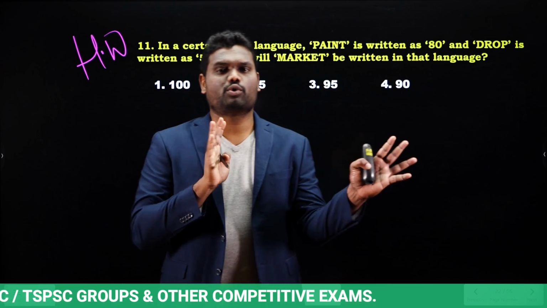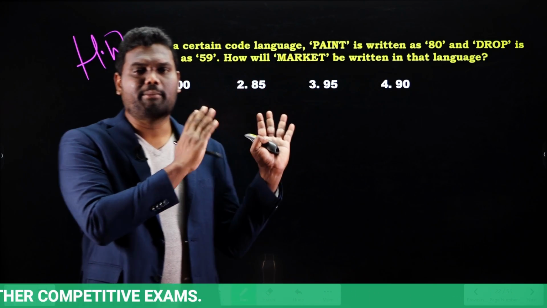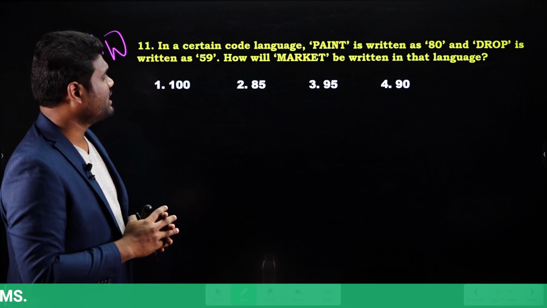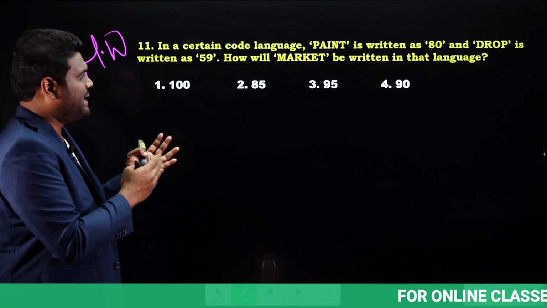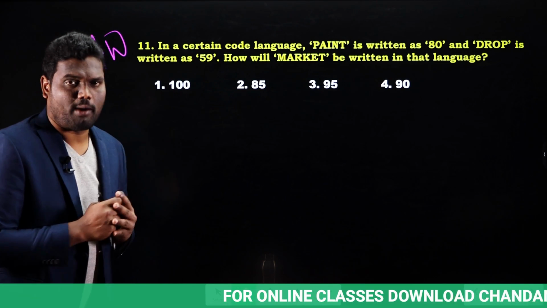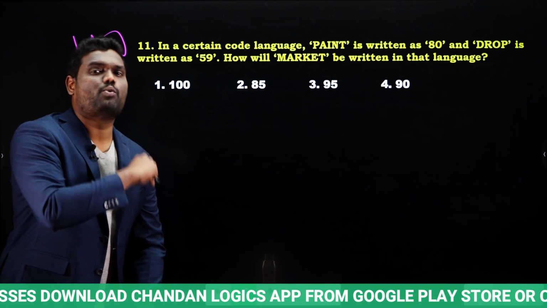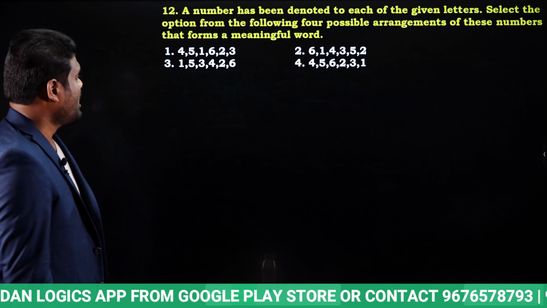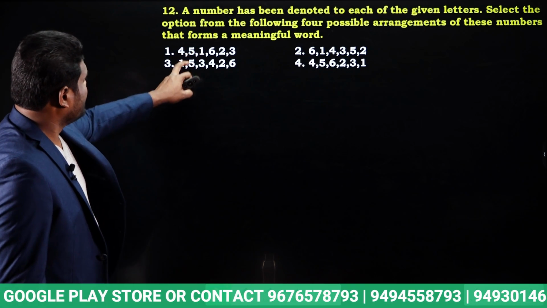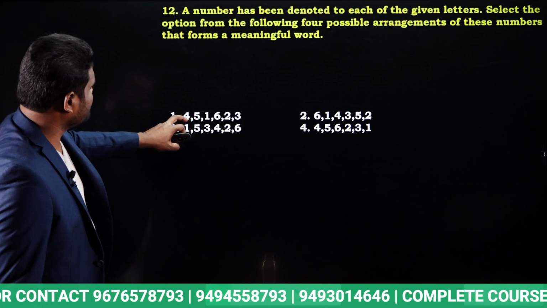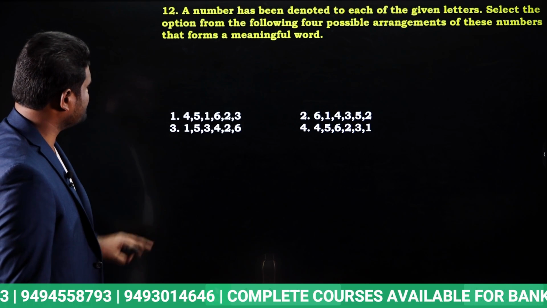Just sort it out. Take the numbering for those letters and find how you are getting 80 for paint, how you are getting 59 for drop. Once you know the logic, the same logic you can apply for market and find what the answer is for this question. Okay. Look at the next one. Here, observe carefully. So I think here the information is missing.